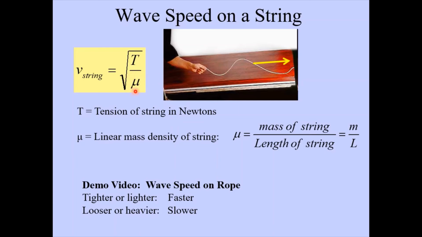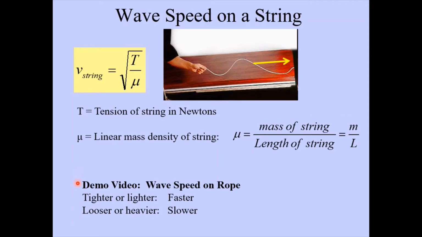Also, down on the bottom is the linear mass density. What this tells us is that the heavier the string or the rope, the slower the speed will be. This makes sense too, because remember, heavier objects are harder to accelerate. So when we have a heavier string, that's going to slow down the speed of the wave on the string or rope.